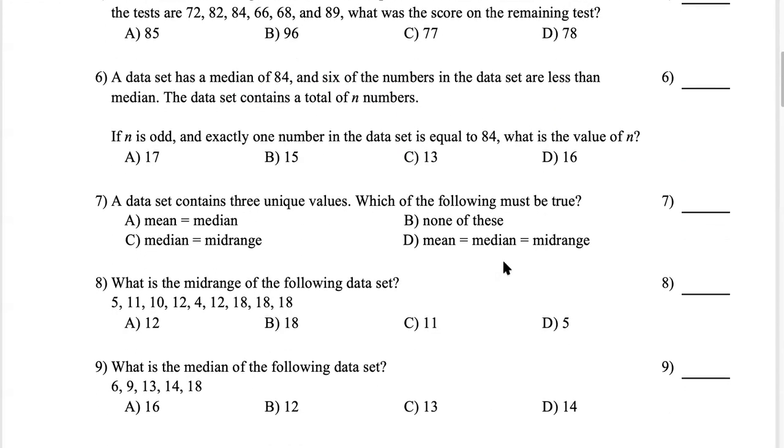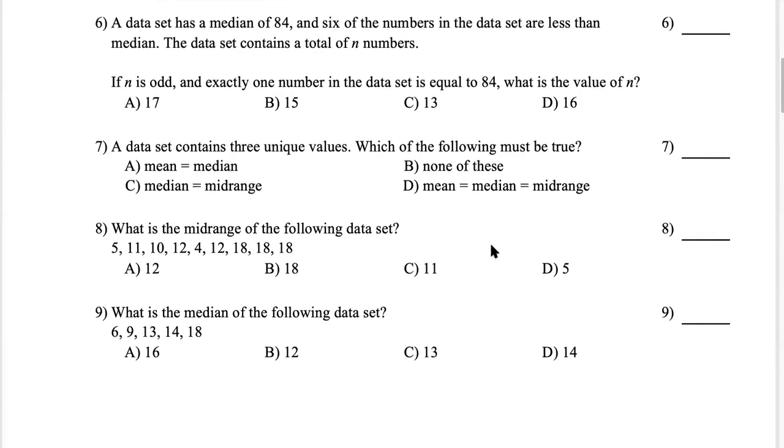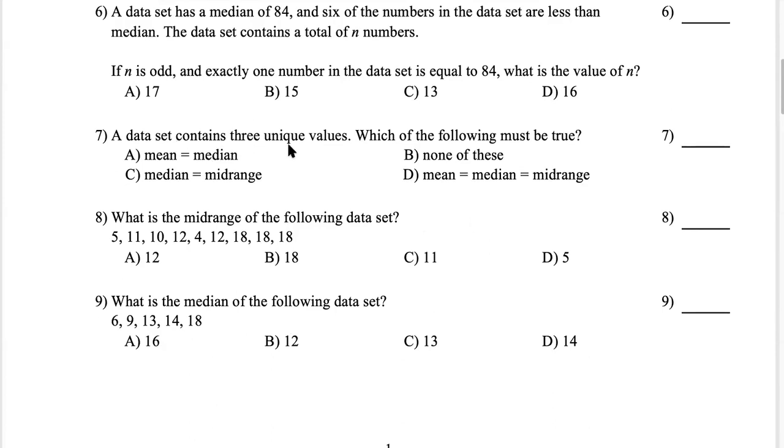Number 7, a data set contains 3 unique values. Which of the following must be true? Okay, so this is a little bit tricky. 3 unique values, right? So somebody says, how about I use 2, 3, and 4, for example, okay? Then you will find out all of them look true, if you do that example.